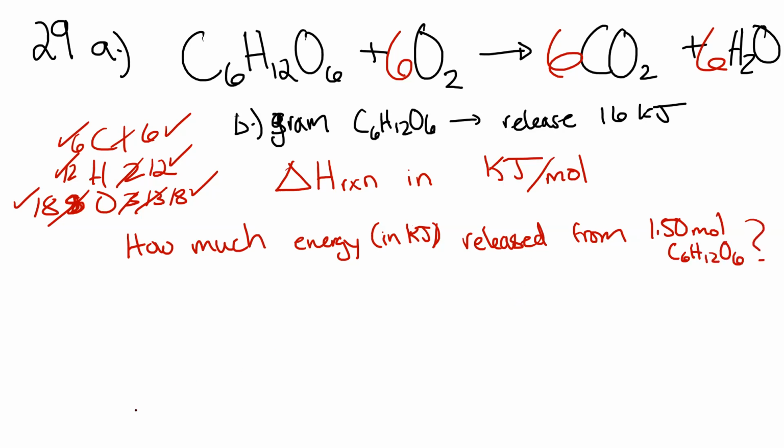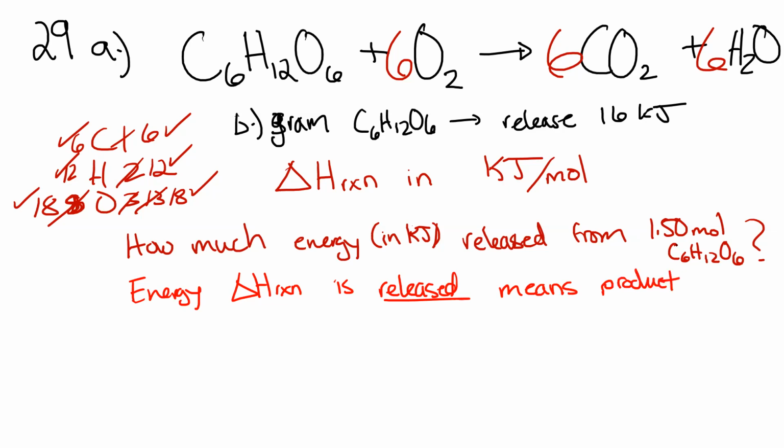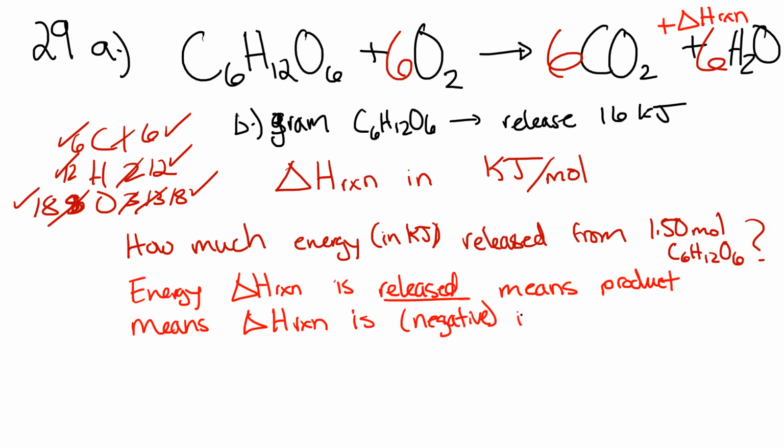Like so, okay? Now, something else to keep in mind, which side does the enthalpy go on? Is it a product or a reactant? It says energy, delta H reaction, is released. What does it mean if something's released? It's a product, okay? That means product. So plus delta H reaction also means delta H reaction is negative in sign, just to keep in mind, okay?